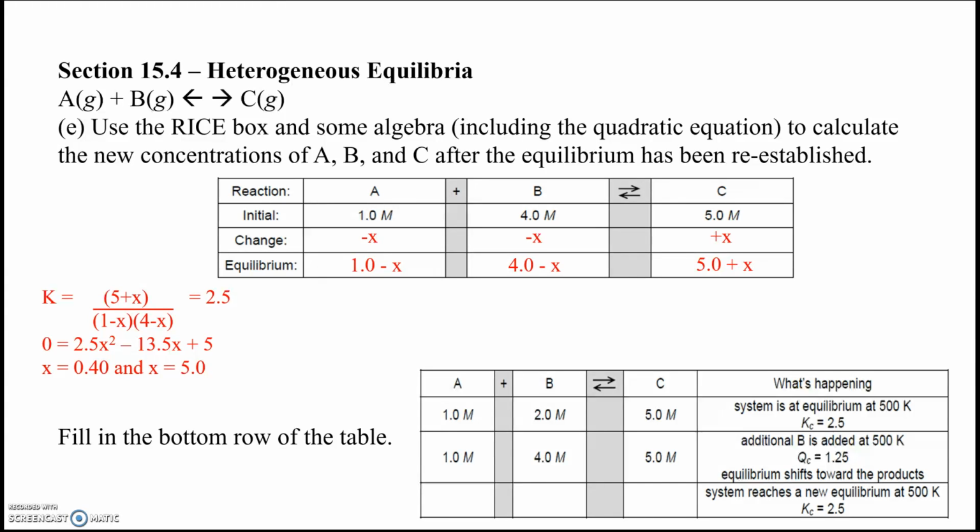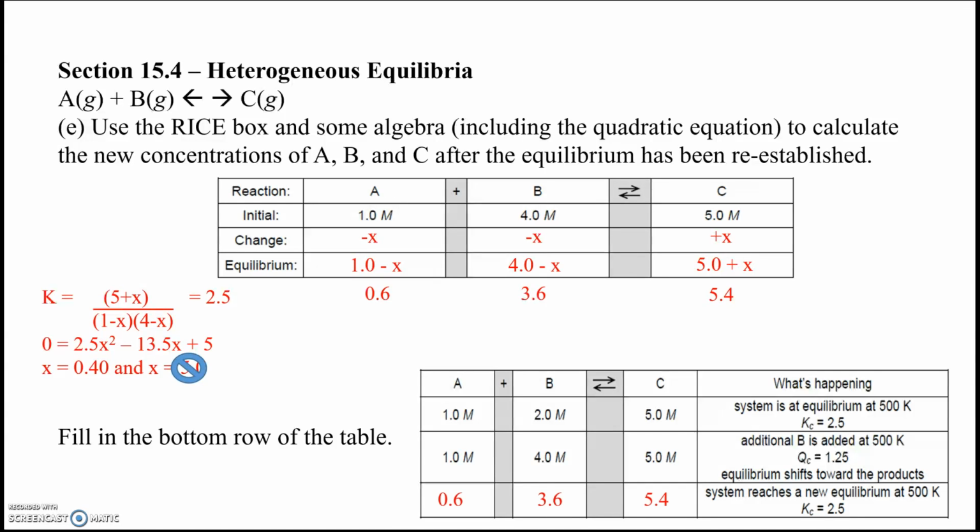Now, when we plug all this in, we get X is equal to 0.4 and X is equal to 5. But we can rule out X is equal to 5 because if we were to use that value, we won't get anything that makes any sense because we would get to negative concentrations. So although that's a solution algebraically, it's not a solution chemically. So we stay with X is equal to 0.4 and we fill in the bottom row of our table. 1 minus 0.4 is 0.6, 4 minus 0.4 is 3.6, and 5 plus 0.4 is 5.4.